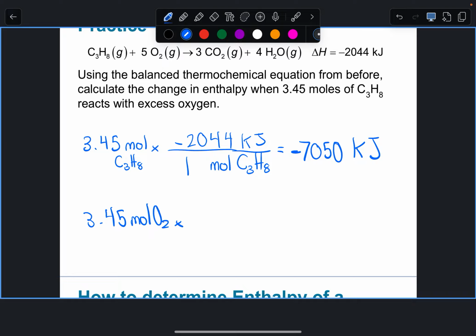But if it was, let's say, 3.45 moles of oxygen, that's the point when you probably need to consider the ratio, because now you're talking about that many kilojoules per 5 moles of oxygen. Okay? So just keep in mind that it's not always super straightforward. You might actually want to use the ratio. So this is just another add-on for stoichiometry. Good?